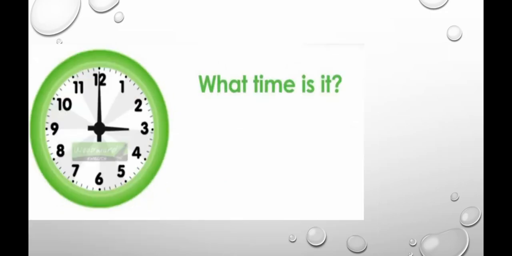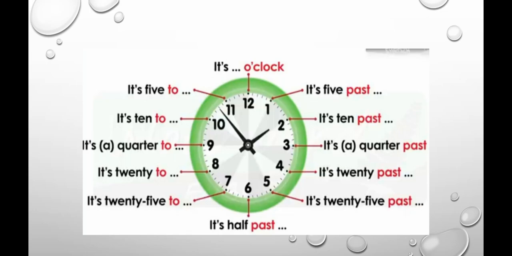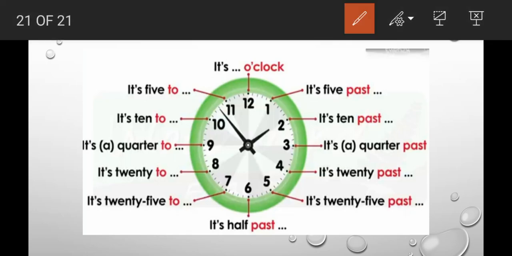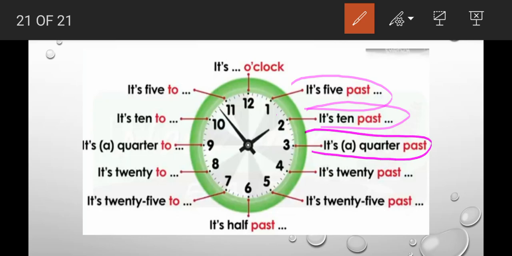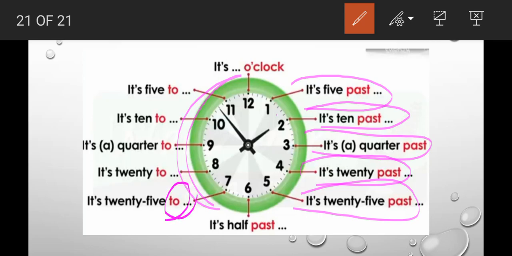And what is this? It is 3 o'clock. It has become 3 o'clock because the minute hand is on 12 and the hour hand is on 3. So it is 3 o'clock. So here we can see, if it is on 5, how will you call? It is 5 past. Here it is 10 past. This is its quarter. It is 20, it is 25. Now coming to this side of the clock, what will you say? It's quarter to.